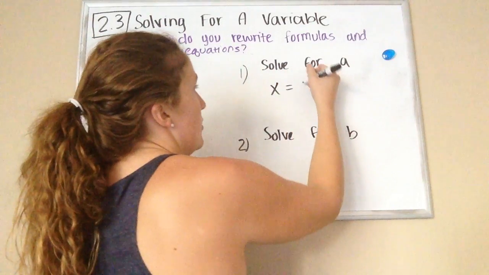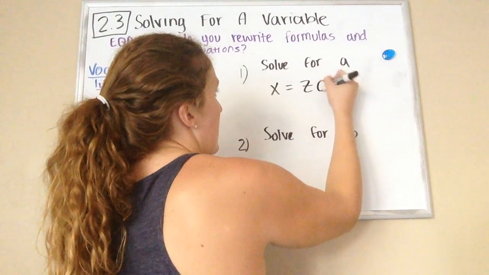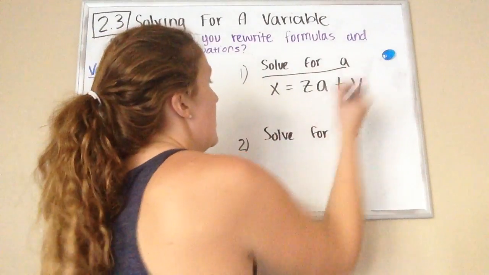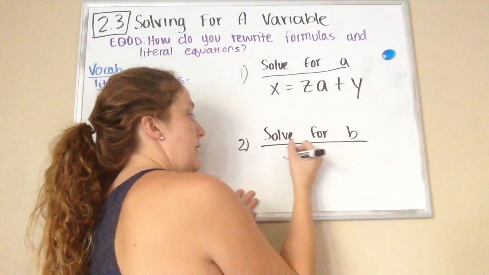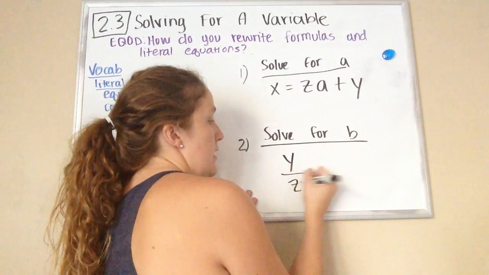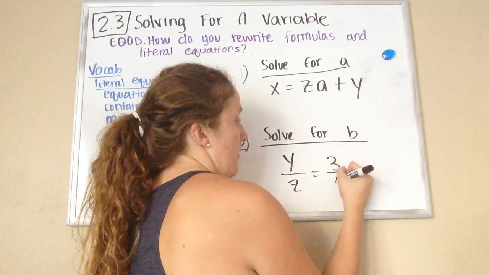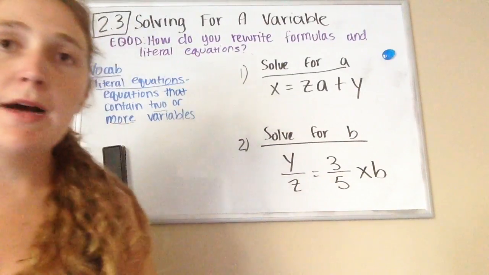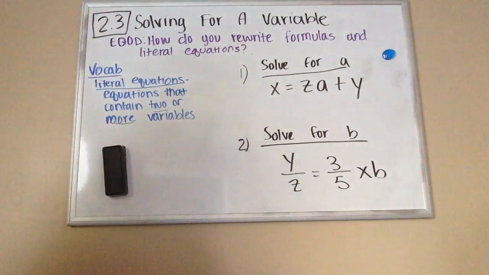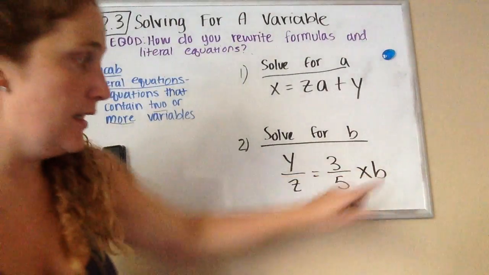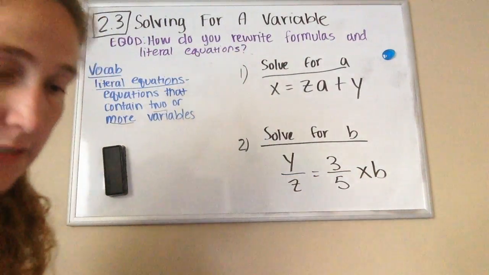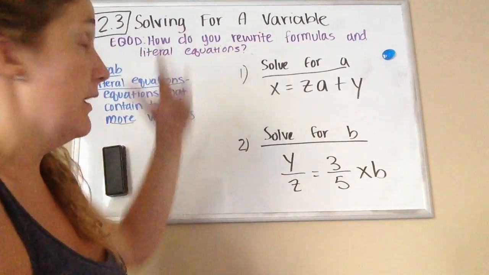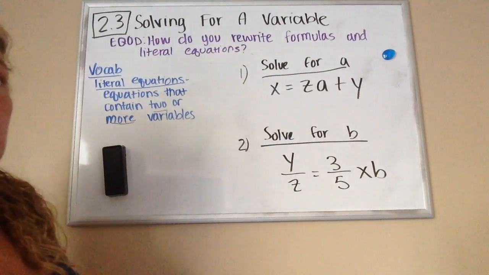x is equal to zA plus y. Okay, you are solving for A. And then solving for B, let's go. y over z is equal to 3/5 x b. Perfect. Okay, so pause the video. You are completing this on your left-hand side. This is an x, not multiplication. Completing this on the left-hand side of your binder. When you are done with this, you are done with this section of 2.3. You can move on.